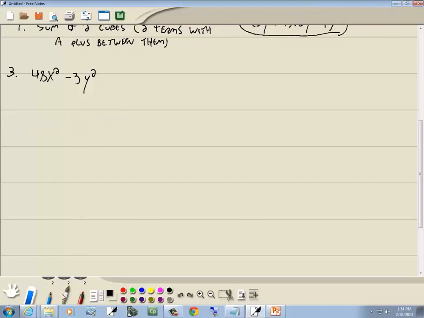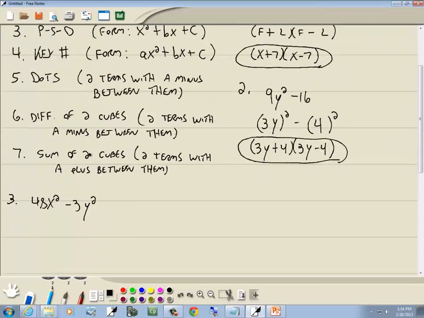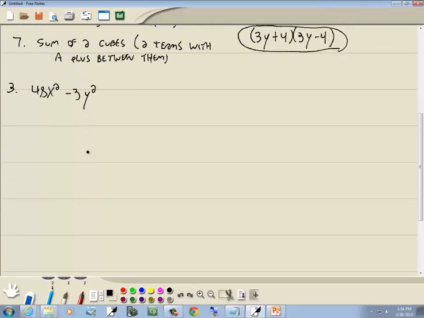Because remember, our first method of factoring, if I scroll up there, is always GCF. So you look for what they have in common. Well, these both have a 3 in common, both divisible by 3. So I'll factor 3 out. 48 divided by 3 gives us 16x squared minus, that 3's gone, so y squared.